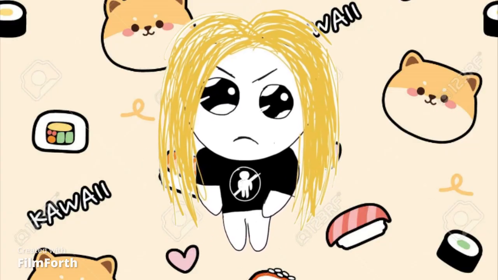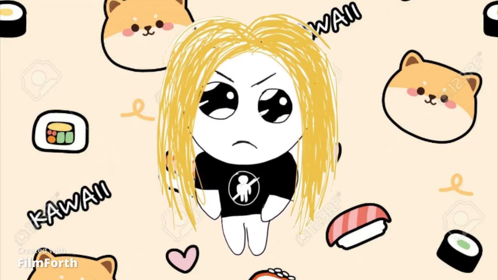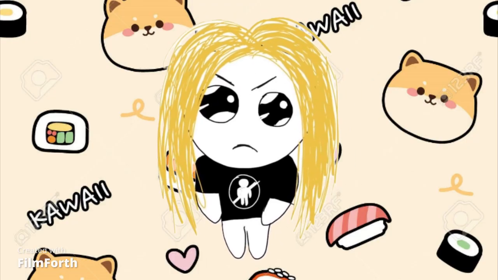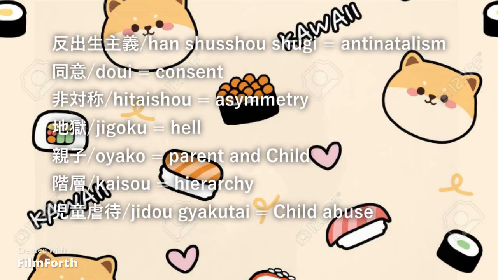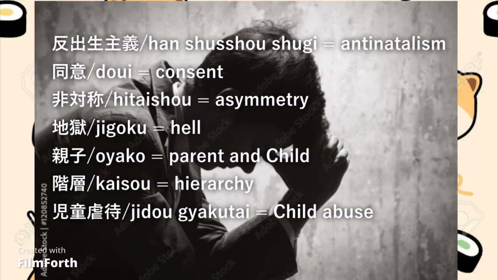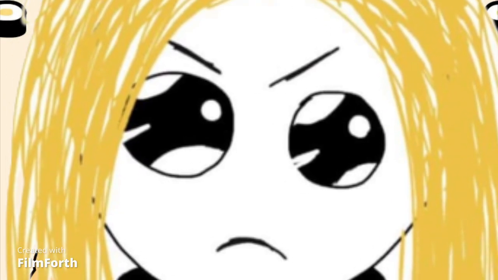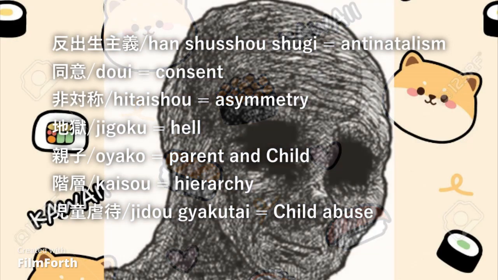Great! Now we've learned a lot of terms, and I'm going to put some of the most important ones up on the screen and read them out loud. Please memorize these. 反出生主義, antinatalism. Doi, consent. Hitaisho, asymmetry. Jigoku, hell. Oyako, parent and child. Kaiso, hierarchy. Jido gyakutai, child abuse.